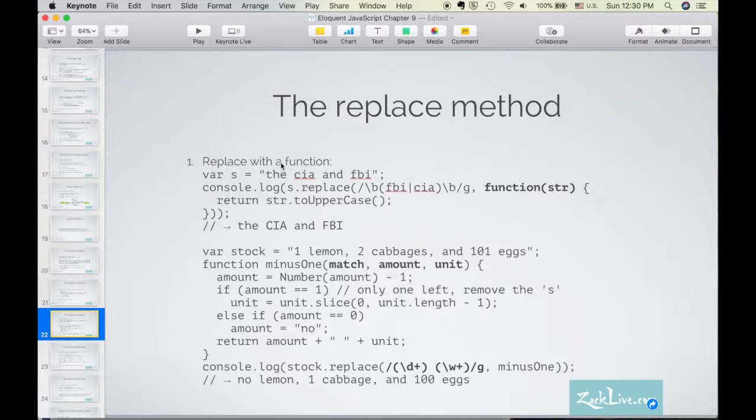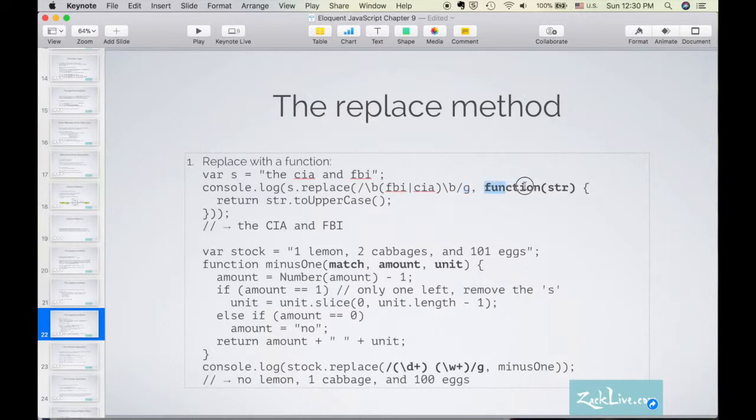You can use a function with the replace method. Here are some examples. We have a string here, the FBI and the CIA. We want to turn CIA and FBI into uppercase. So we use the replace method and a word boundary and the group, only one group. We are looking for either FBI or CIA. And we set a global option here, so all the matches will be found.